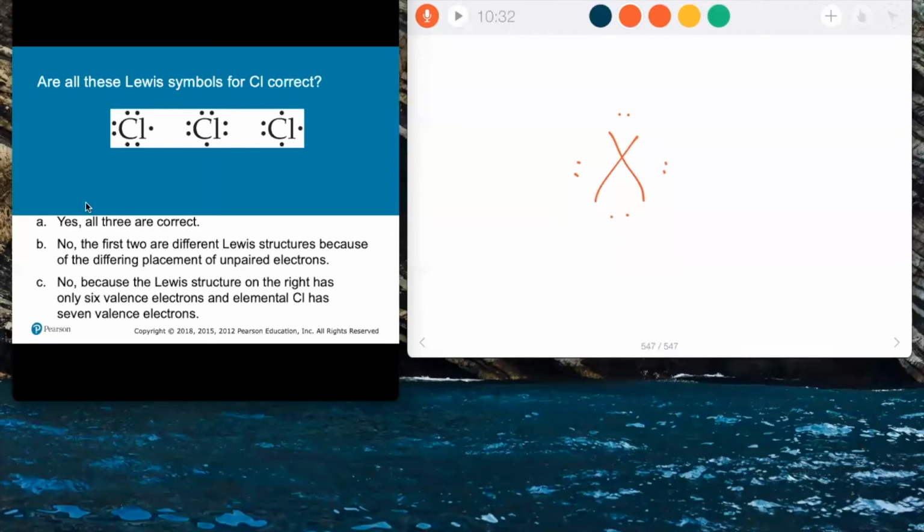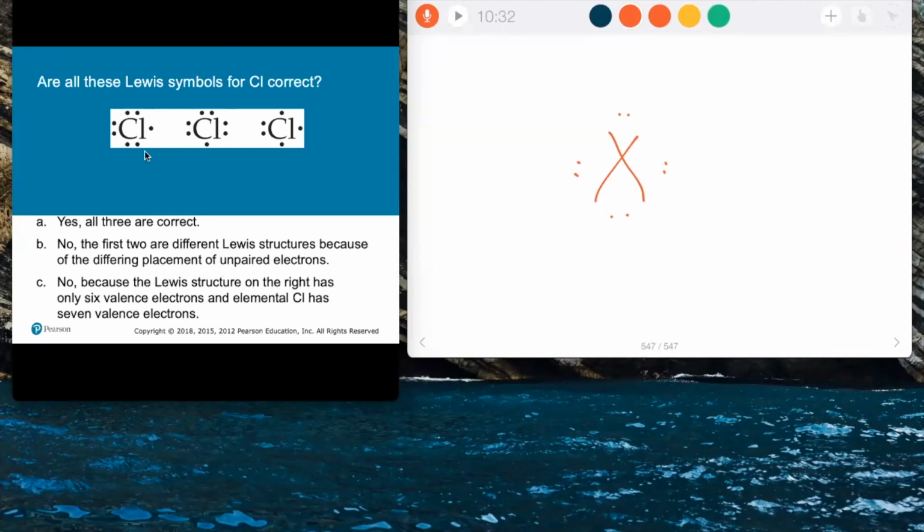If you look at this, why B? We know, of course, A. Let's use elimination and see what we do. This is, of course, wrong, right? No, the first two are different Lewis structures because of the different placement of unpaired electrons.